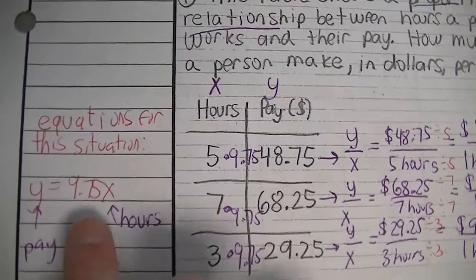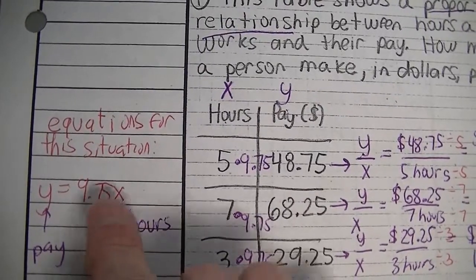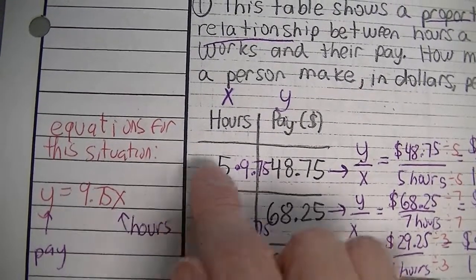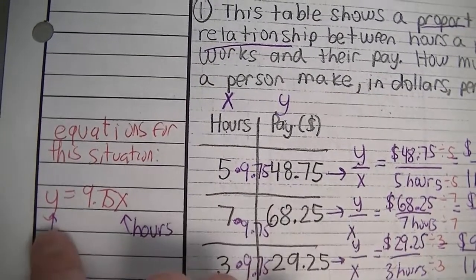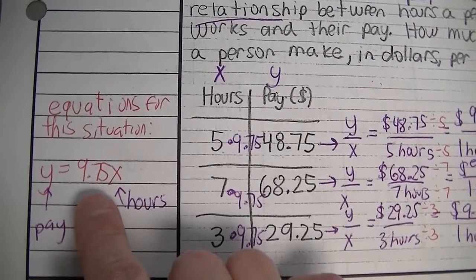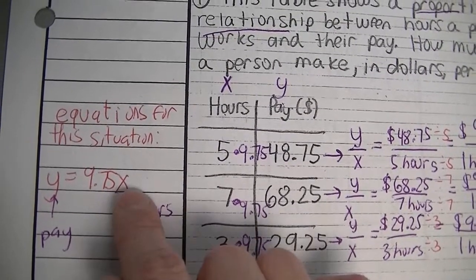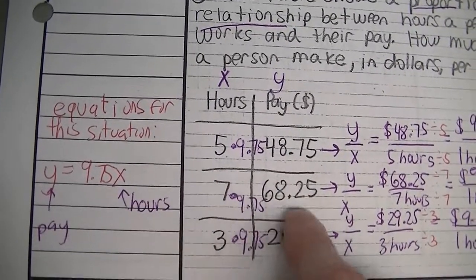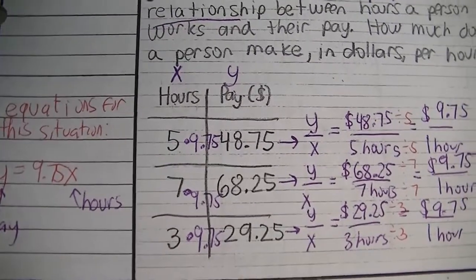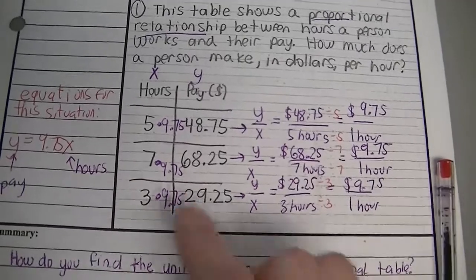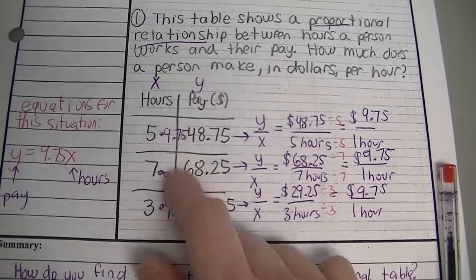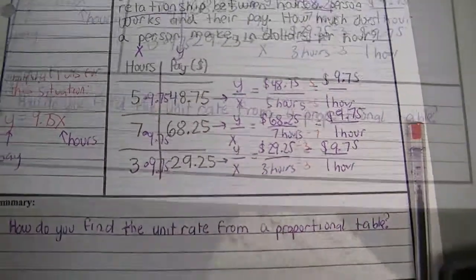So what this means is that unit rate, $9.75 times the x value, like times 5, gives you the y value, which was $48.75. Or you can go $9.75 times that 7 hours, press equals, and then you get the corresponding pay, okay? All right, so that right there is the unit rate for this proportional table. It's proportional because it's the same unit rate for every value relationship in the table.